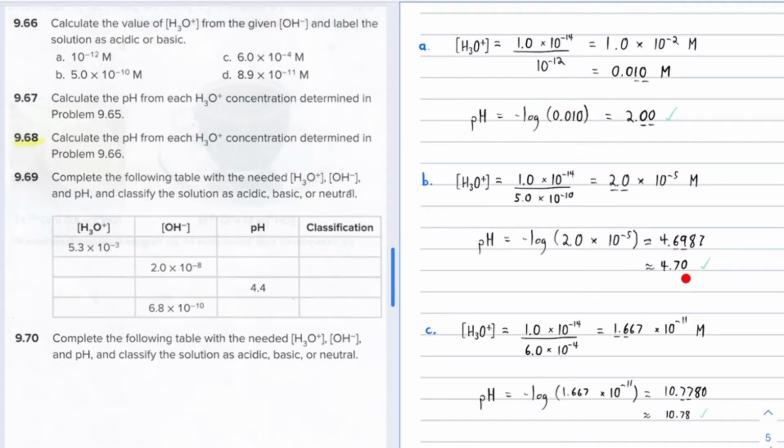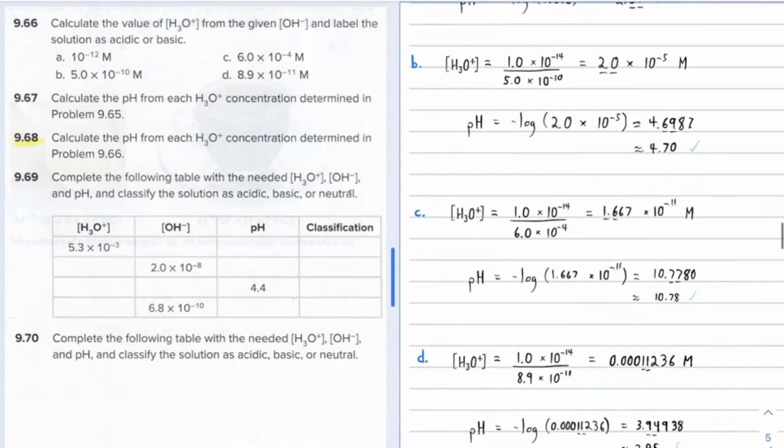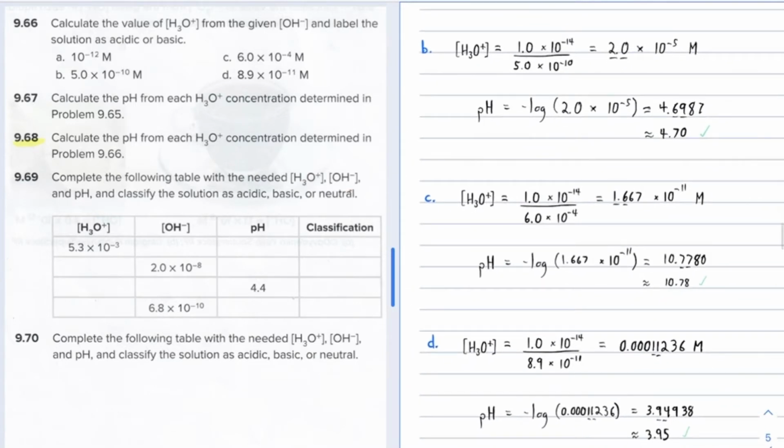So it's going to be 4.70 for B, 10.78 for C, and then finally 3.95 for D.